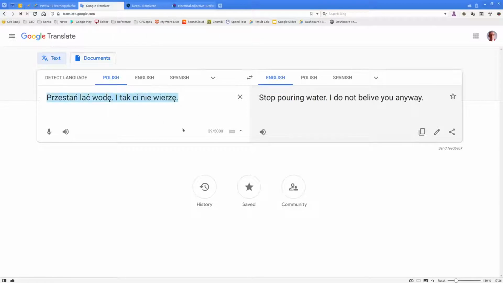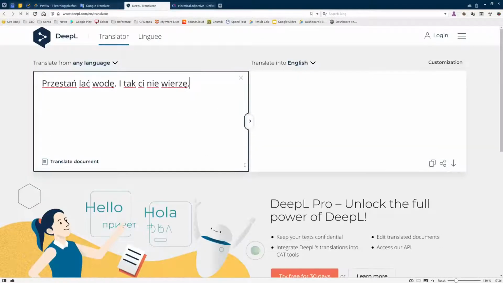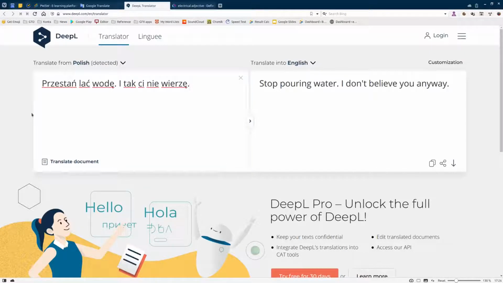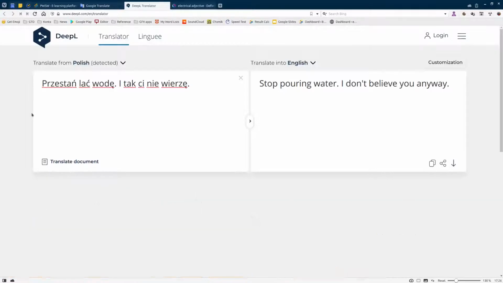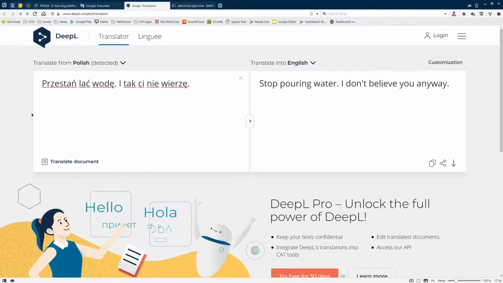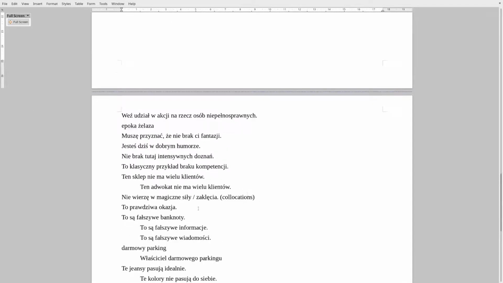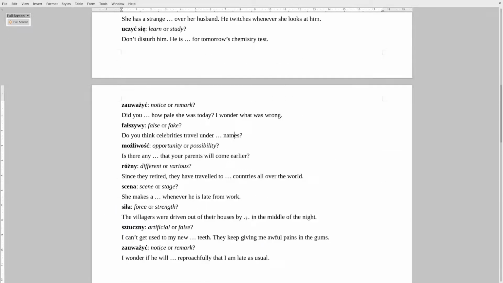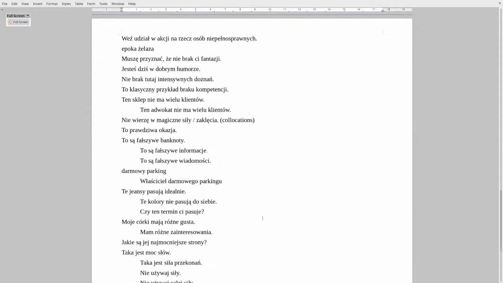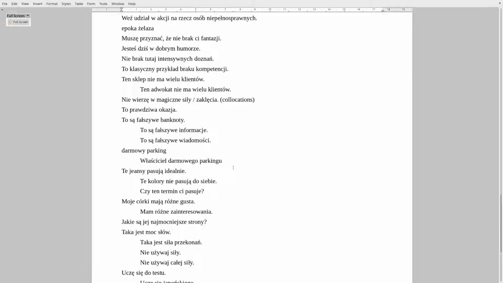So I'm going to copy this and paste it here. And we can see that we have the same problem in DeepL. So it's not any wiser here. Okay, so let's work with individual sentences. I have quite a few sentences here, and they contain words from that exercise we've just done. Okay, so let's have some fun with these sentences.